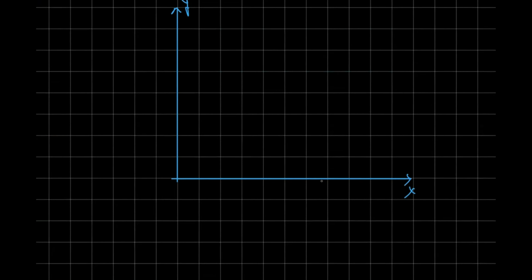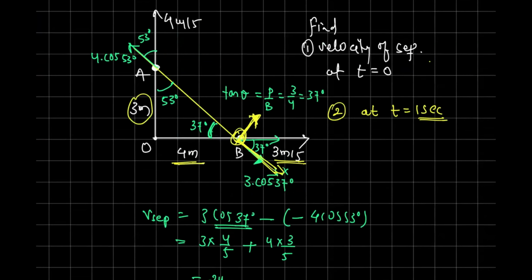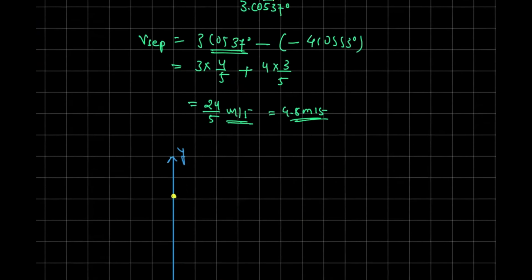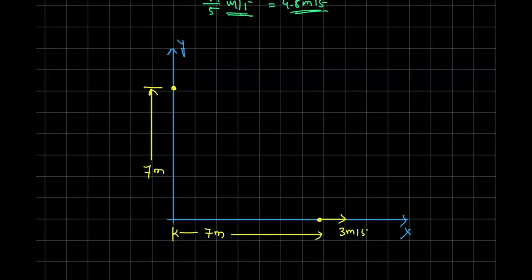So I can say it will be somewhere here, having the velocity 3 meter per second, and this distance is going to be 7 meter at that time. Similarly here, the particle was initially 3 meter and it is moving with 4 meter per second, so it will cover 4 meter in 1 second. So this distance is also going to be 7 meter. Now we'll join this point, and you know this has the velocity here, 4 meter per second.